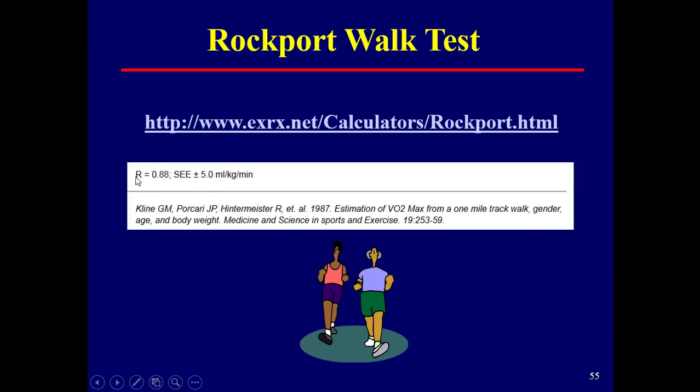The multiple correlation coefficient, which is just like the little r, but now it's a big R because we have multiple predictors, is 0.88. And look at this. The standard error of the estimate is 5 milliliters per kilogram per minute.